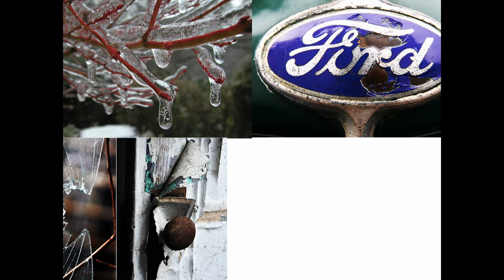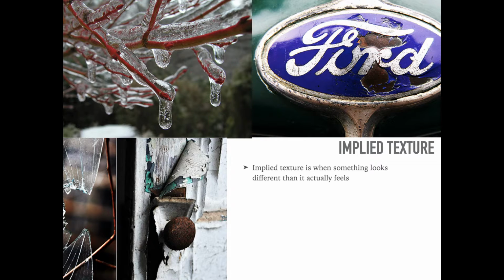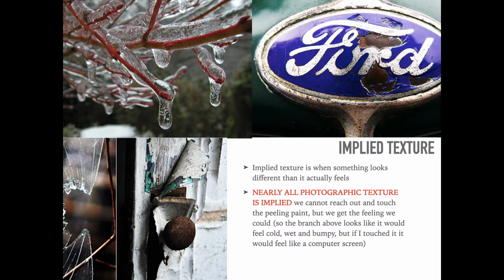Most often, texture is going to be implied in photography. So if it looks like it has a specific feel, but it doesn't actually feel like that, like the computer screen, then that texture is going to be implied. So implied texture, just like implied form, is when something looks different than it actually is. Implied form is when something looks three-dimensional but is actually flat. Implied texture is when something looks like it's cold or sharp or bumpy, but it's actually a computer screen. So nearly all photographic texture is implied, meaning we can't reach out and touch the peeling paint, but we get the feeling that we could.